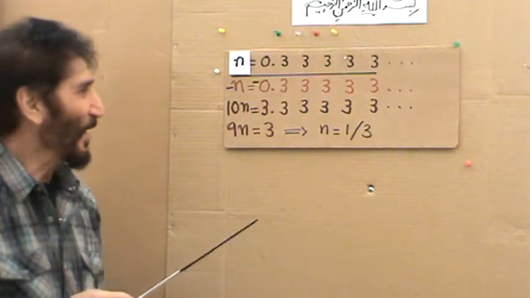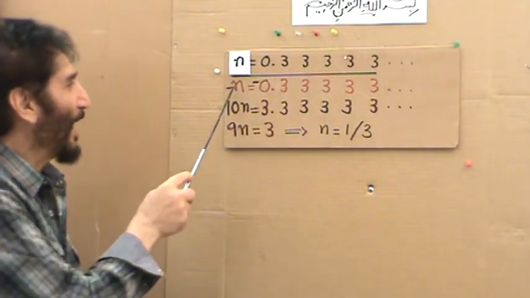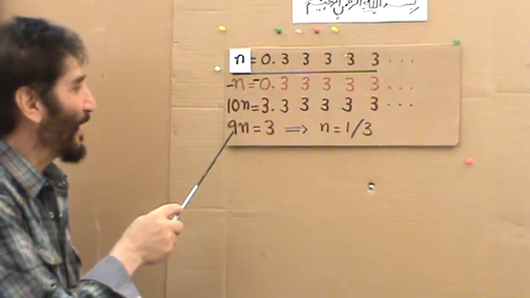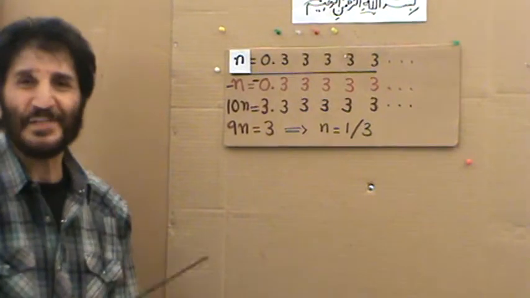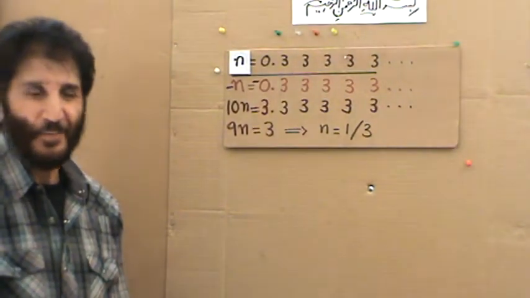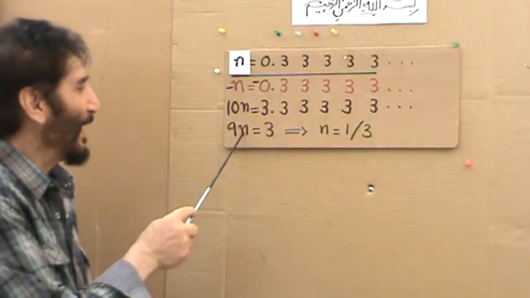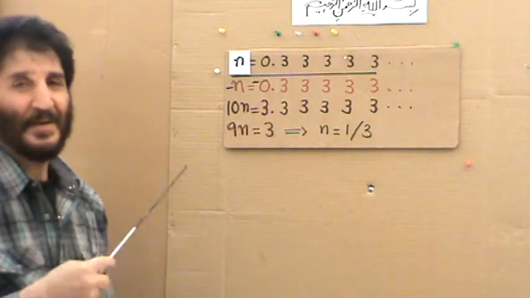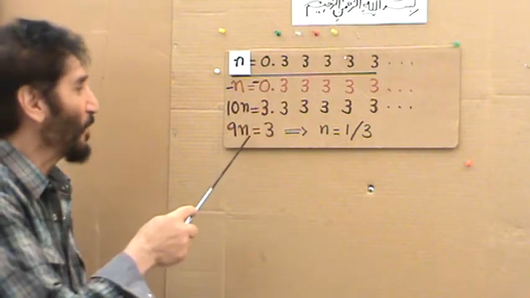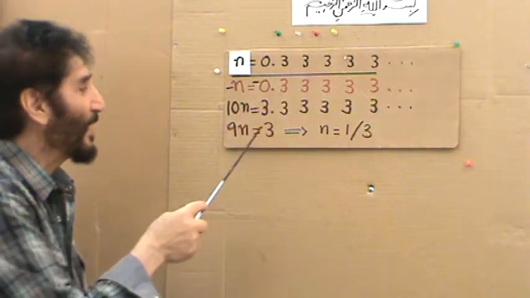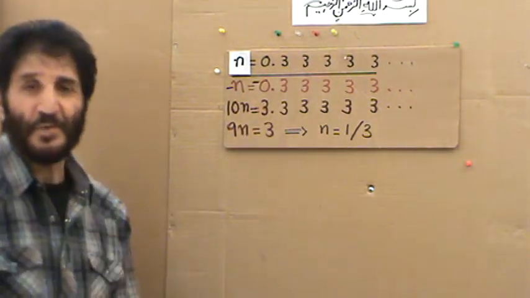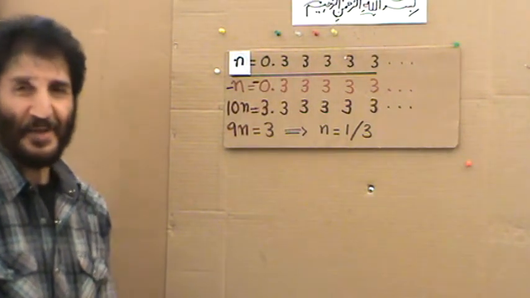Abracadabra, very nicely. Then I subtract n from 10n, I get 9n, and the decimals all cancel each other to 0. So I'm left with 9n equals 3. Again, algebraic manipulation, divide both sides by 9, and I find that n equals 3 over 9.